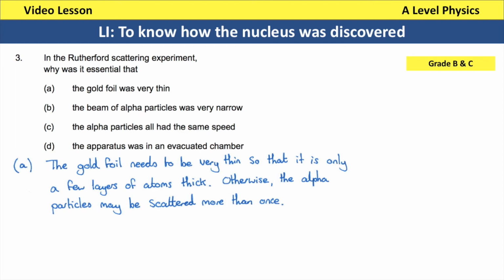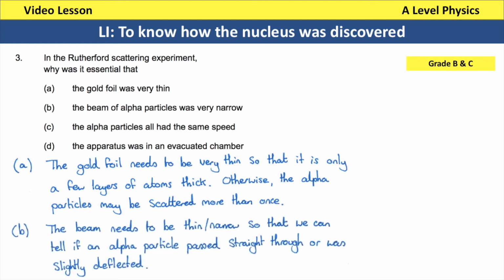Part B. The beam of alpha particles is very narrow. Why does it need to be very narrow? Well, the reason that the beam needs to be narrow is so that we can tell if an alpha particle has passed straight through the gold or if it was slightly deflected. If the beam was really wide, a slight deflection might appear as if it has gone straight through anyway. So obviously having a narrow collimated beam means that we can be confident when a particle has been slightly deflected.